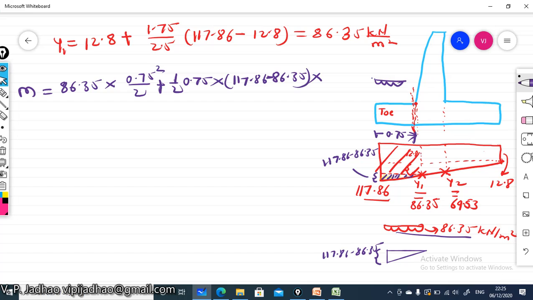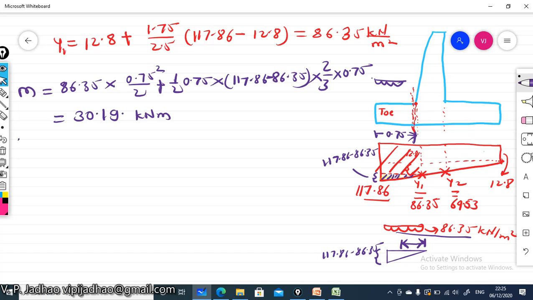from the downstream face of this particular stem. So it is 2 by 3 into 0.75. So we get this bending moment is equal to, you can do the calculation also, 30.19 kilonewton meter.